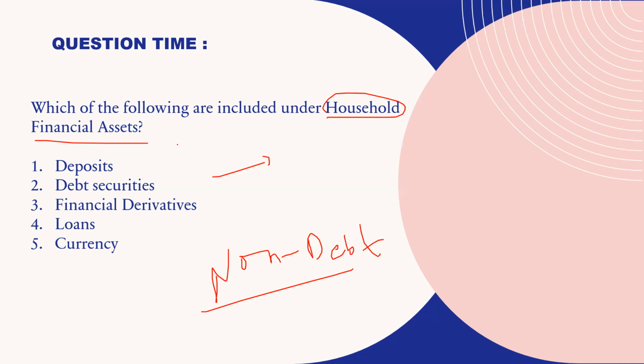Before that, I want you to answer this one. Which of the following are included under household financial assets? Simple. To answer this question, you have to think about what household is, what financial is, and that these are assets. So what is financial? What is household? Generally, what financial assets do we hold? That should be mostly your answer.